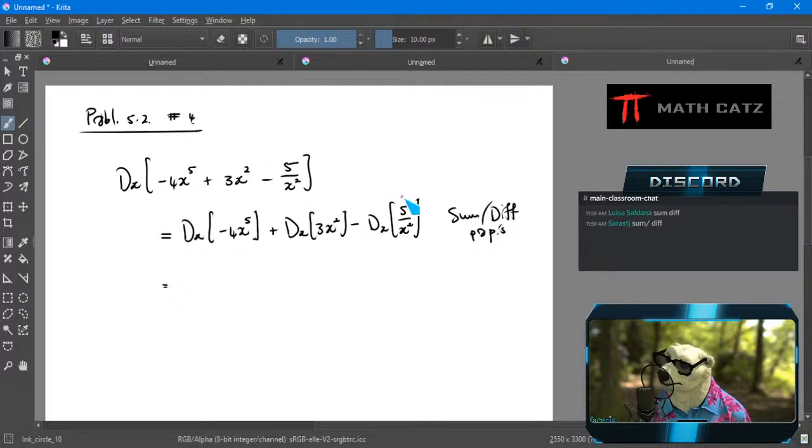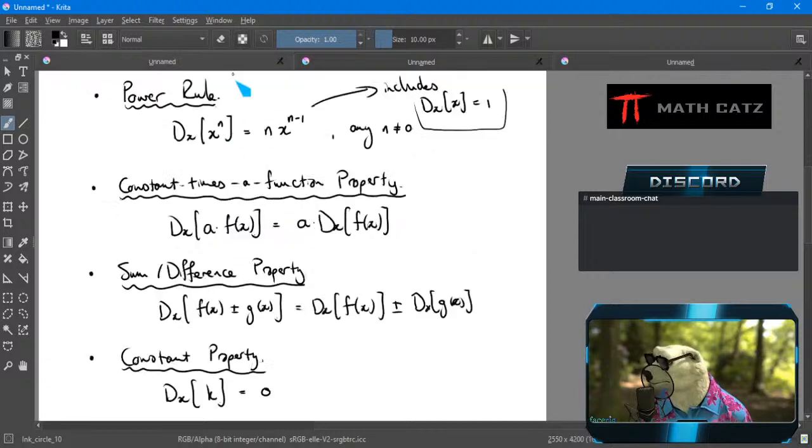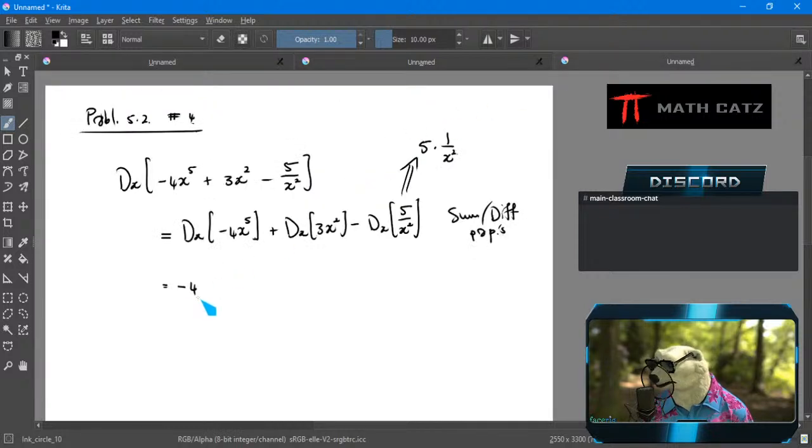Now, maybe I just want to see this as 5 times 1 over x squared, so that I can see that the constant times a function property is also necessary for this one as well as the first two. So -4, the number a in this could be anything. Could be positive, negative, doesn't matter, as long as it's a number. So the -4 goes in front. I'm isolating the power of x. I know power rule is coming. I'm almost there.